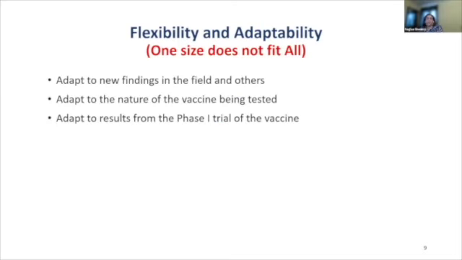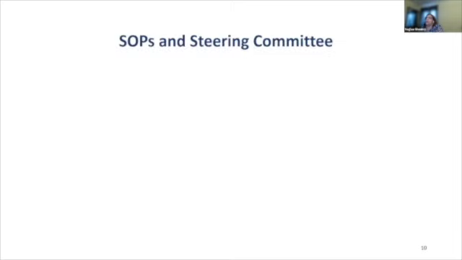We need to adapt to new findings in the field and other fields in viral immunology. We need to adapt to the nature of the vaccine being tested. So if the vaccine is primarily generating antibodies, it's different from one that is targeting CD8 T cells or CD4 T cells, although we think that most vaccines will be looking at both, but the kinetics may be different. So this can be informed by the phase 1 trials of these vaccines so that we can adjust our sampling interval and what we need to look at.